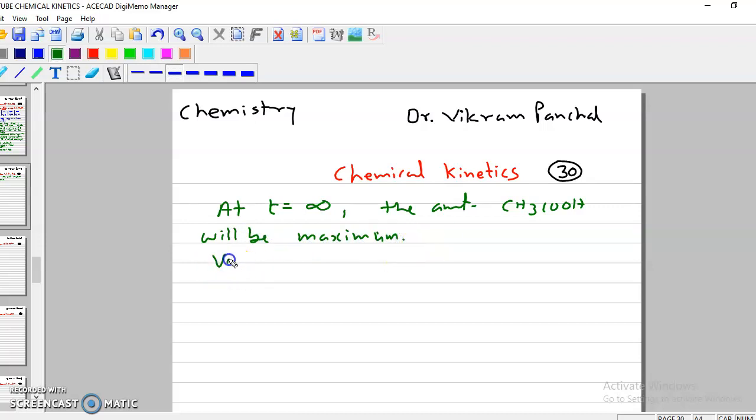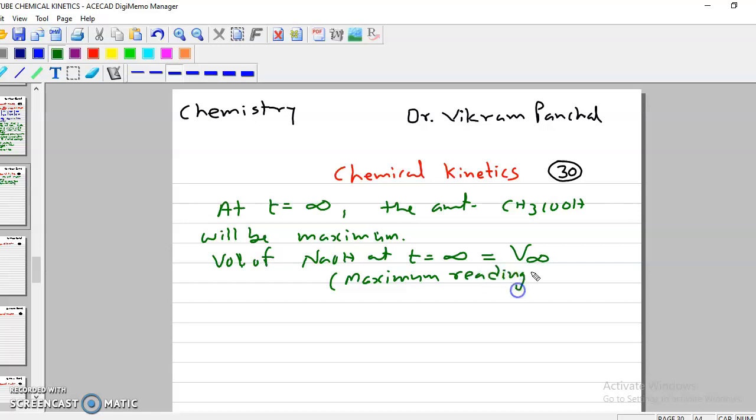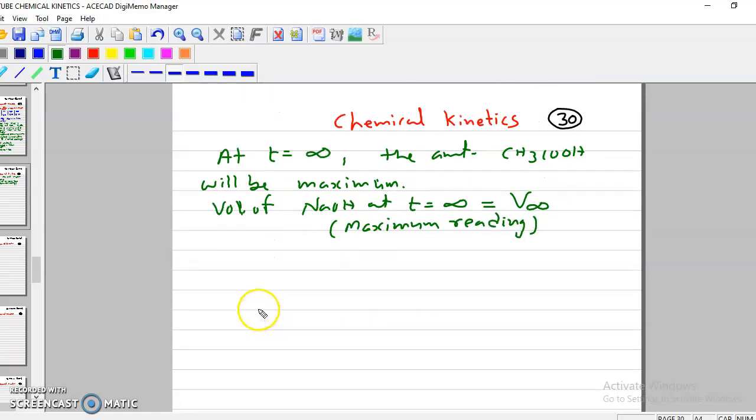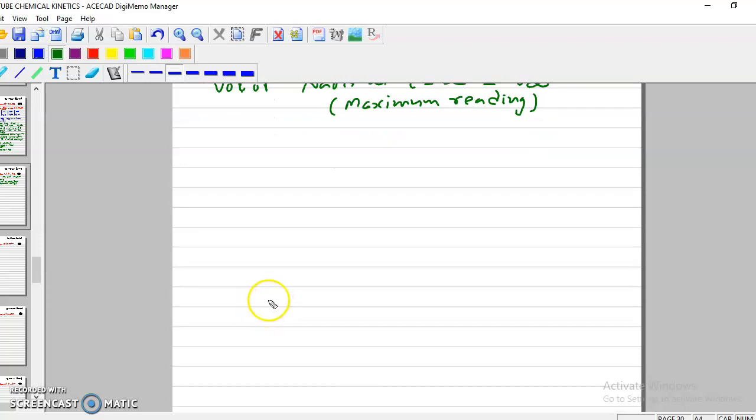Okay, so the volume of NaOH required at infinite time, at t equal to infinite time, is equal to V infinity, and this is the maximum reading, called the maximum reading or final reading, which always has the maximum value. Similarly, we can take a reading at any particular time.